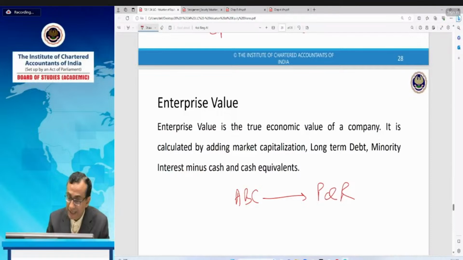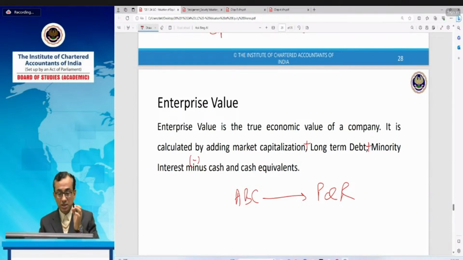It is calculated by adding market capitalization, long-term debt, minority interest, minus cash and cash equivalent. So it is market capitalization plus long-term debt plus minority interest minus cash and cash equivalent. So how is enterprise value calculated? Both debt and equity are considered. Market capitalization is the current market price per share multiplied by the total outstanding shares. Long-term debt is added, minority interest is added, and any cash and cash equivalents are deducted to arrive at the enterprise value.